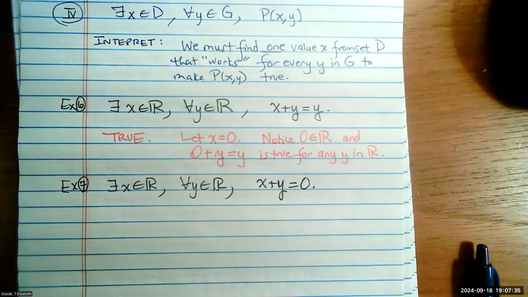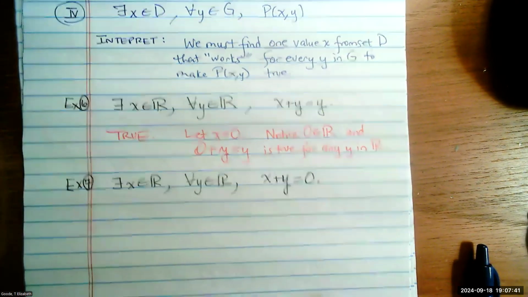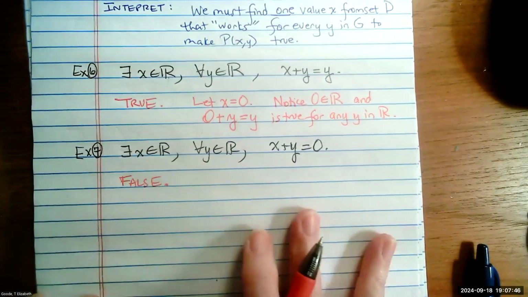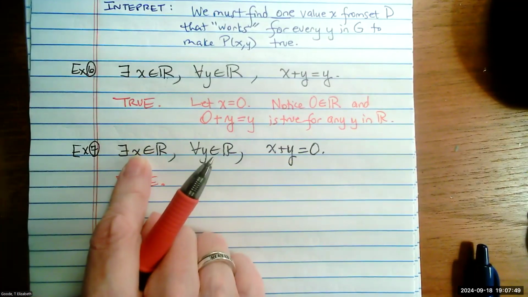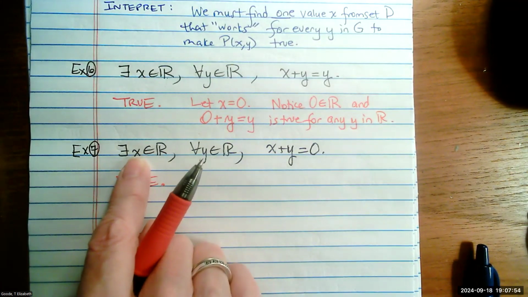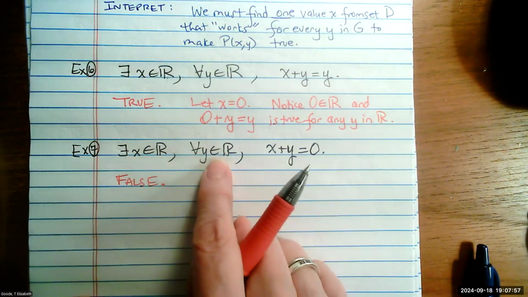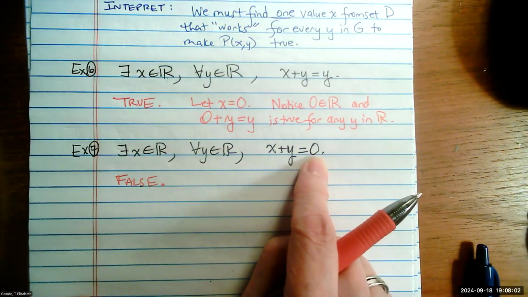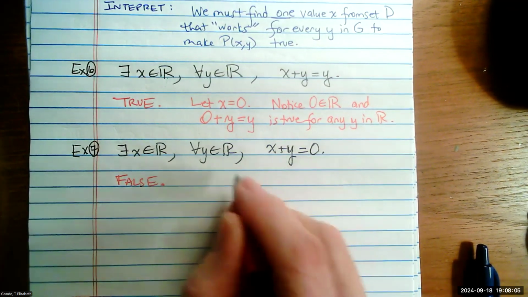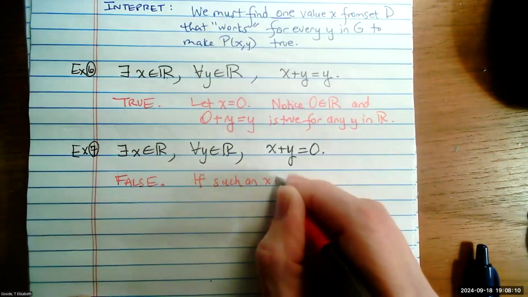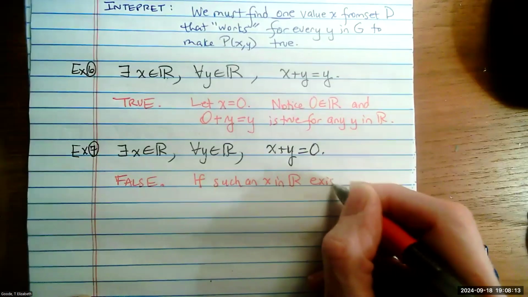So let's go ahead and write up why this particular statement is false. It's going to get a little wordy, so bear with me. So it is false. So somehow we have to explain that no one single x could possibly work. In other words, for every x in the reals, there's going to be some y in the reals for which x plus y is not equal to 0. That's actually kind of what we're going to argue here. So if such an x in R existed, let's think about what that would mean.